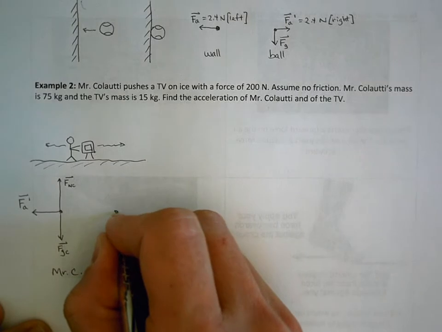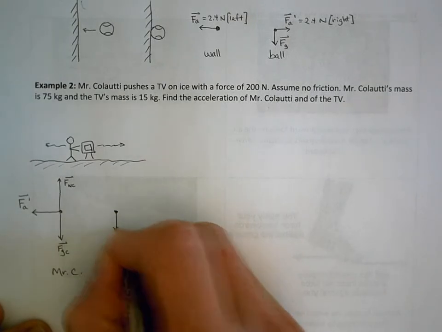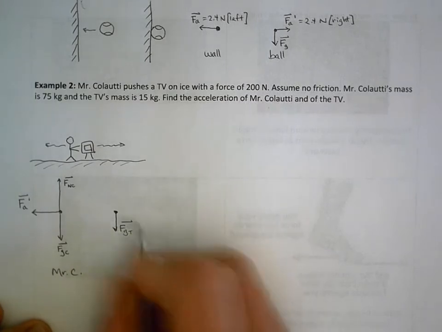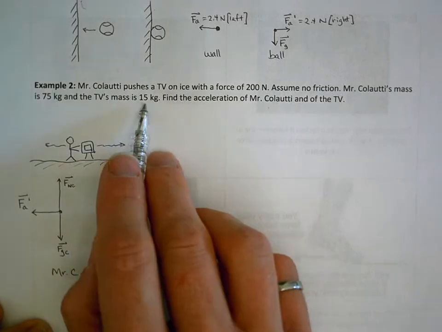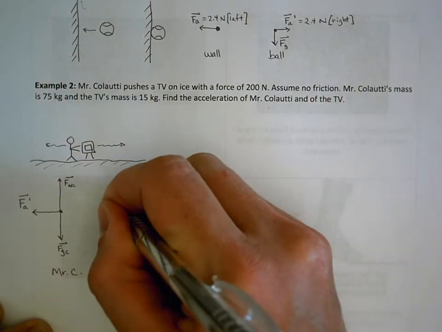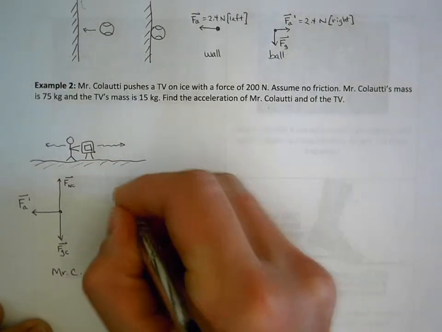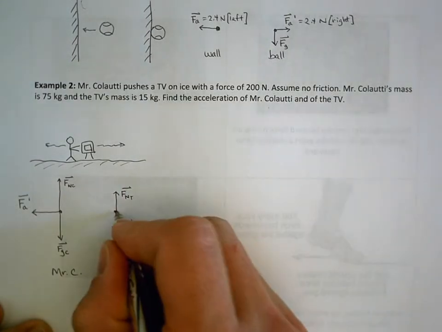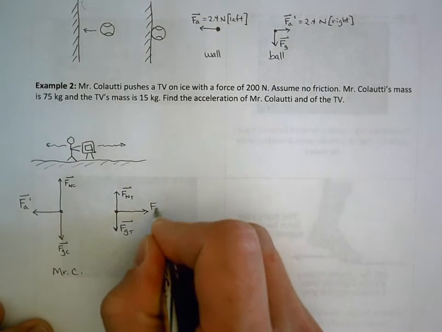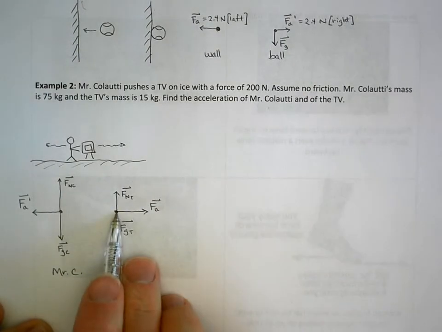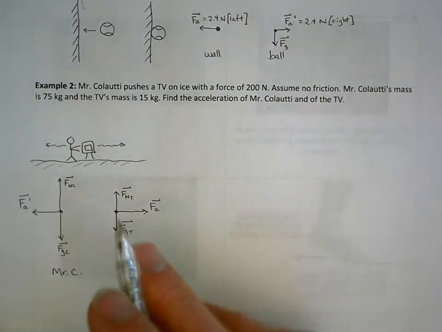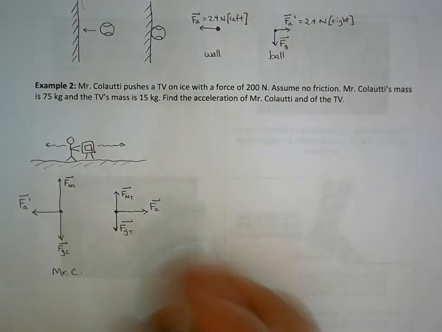Now for the TV, on the other hand, we have the force of gravity. We'll call it FGT. Note how gravity is a little smaller because the force of gravity is smaller for the TV. It has less mass. Then I'm going to draw the normal force due to the TV. And then there's that pushing force by Mr. Colati, FA. So Mr. Colati pushes the TV, but the TV pushes back with the exact same magnitude of force.